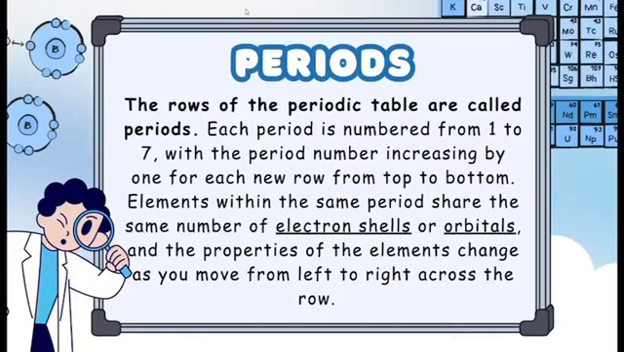Now let's move on to the periods. The rows of the periodic table are called periods. Each period is numbered from 1 to 7, with the period number increasing by 1 for each new row from top to bottom. Elements within the same period share the same number of electron shells or orbitals, and the properties of the elements change as they move from left to right across the row.